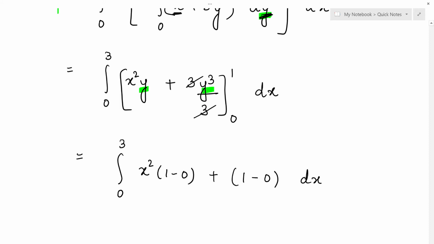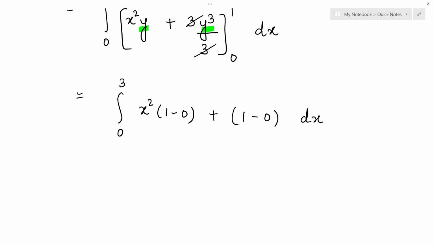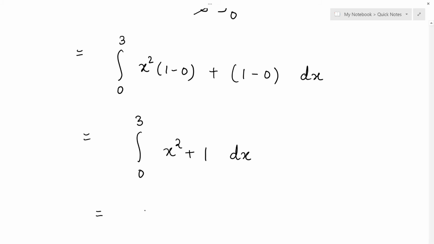And the limits of integration are dx. So what will I get now? Limits will be 0 to 3, and inside the integration, that will be x square plus 1. Now you simply integrate. This is a simple integration. You will have x cube by 3 plus integration of 1 with respect to x is x, and limits of integration are 0 to 3.